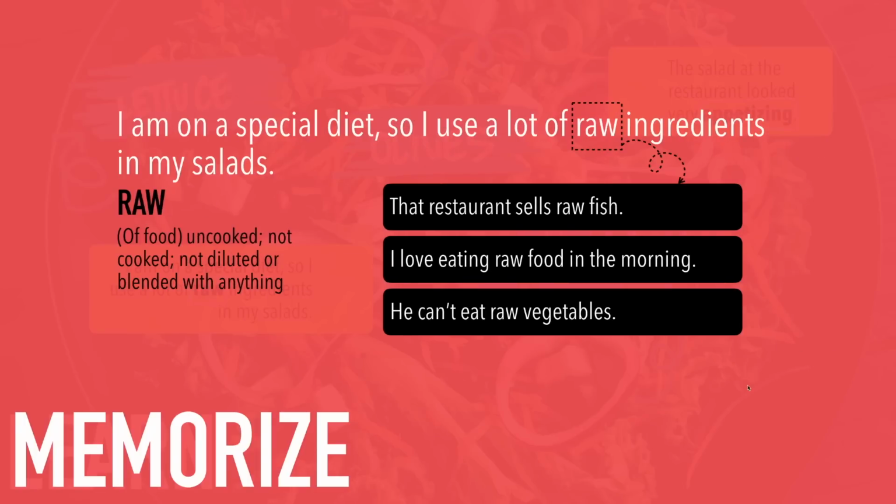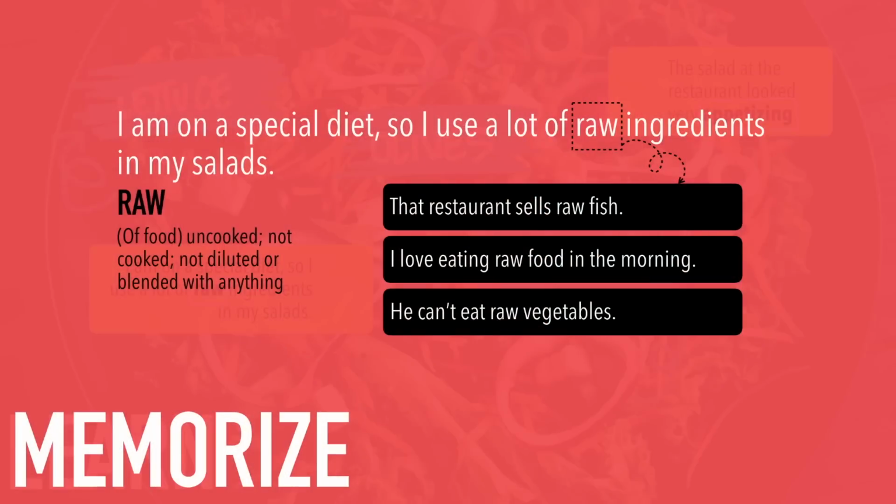Memorize. So here's the sentence one more time, the first one. I am on a special diet, so I use a lot of raw ingredients in my salads. Now, the word raw, speaking about food, just means uncooked, not cooked, or not diluted or blended with anything. So, for example, I mentioned that I love apples. If I get an apple and immediately eat it, I'm eating a raw apple. I haven't done anything to it. It's uncooked, undiluted. We say it's raw, okay?